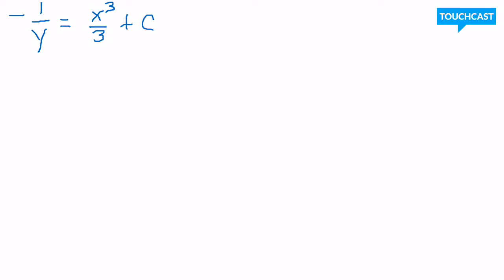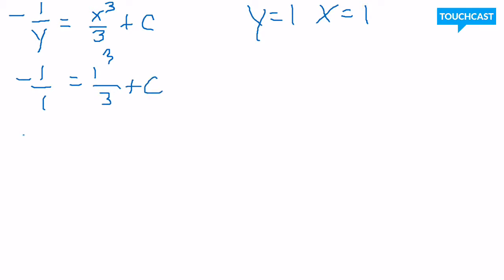I recall that I said that y was going to equal 1 when x equaled 1. That's the initial value from my initial value problem at the beginning. So I'm going to plug those in. I'm going to have negative 1 over 1 equals 1 cubed over 3 plus a constant. So negative 1 equals 1/3 plus c. To isolate c, I'm going to subtract 1/3 from both sides, so I'm going to have negative 4/3 equals c.